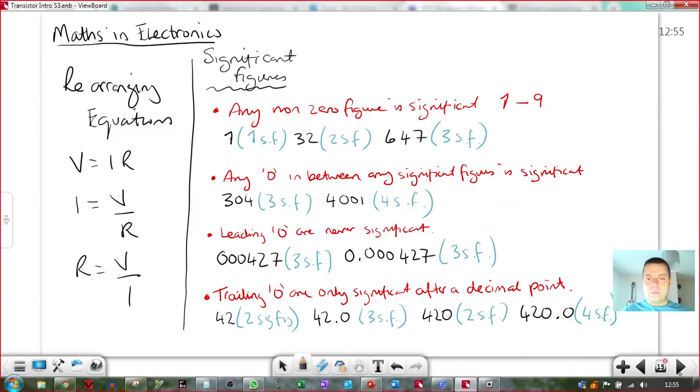These are the rules that you need to apply. If you want to watch this a couple of times, write down those examples, make sure you understand them before you do the quiz.